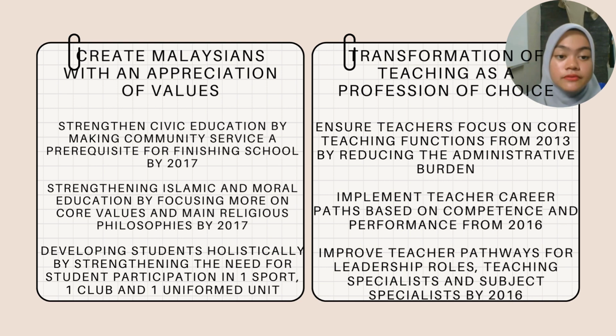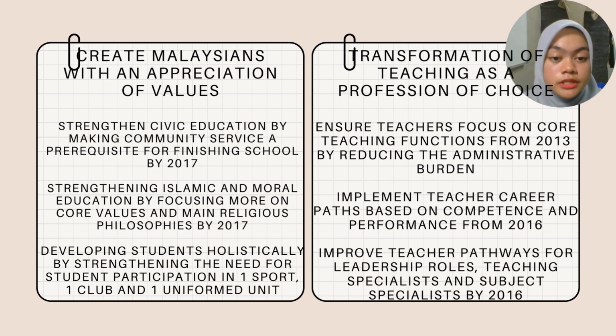The third shift is creating Malaysians with an appreciation of values, which is about strengthening civic education by making community service a prerequisite for finishing school by 2017, strengthening Islamic and moral education by focusing more on core values and main religious philosophies by 2017, and the last one is developing students holistically by strengthening the need for student participation in one sport, one club, and one uniform unit.